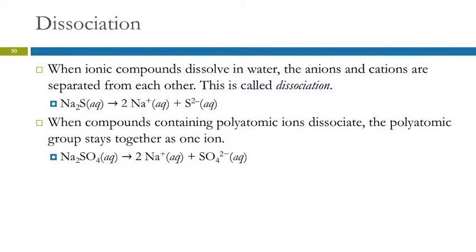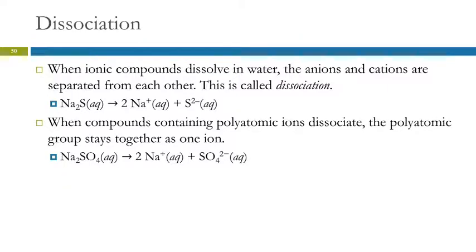So when we write the equation for dissociation, we use the individual formulas of the ions, and we use coefficients to tell how many there are. Here's sodium sulfate. Similar, but different. This is sodium sulfide, this is sodium sulfate.